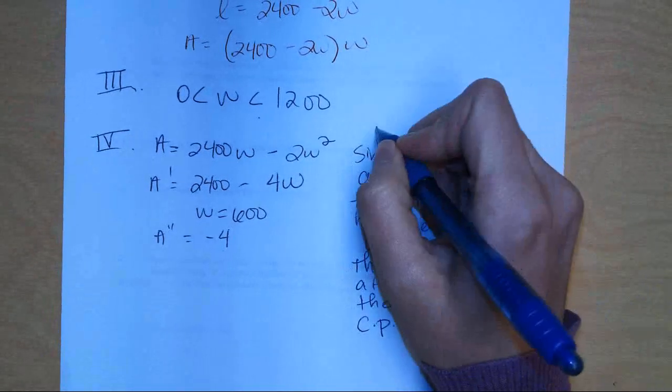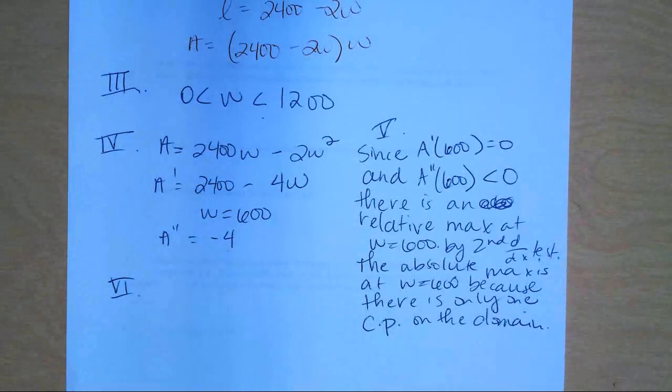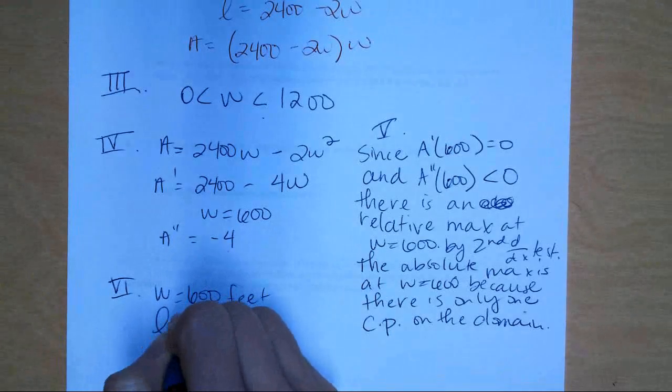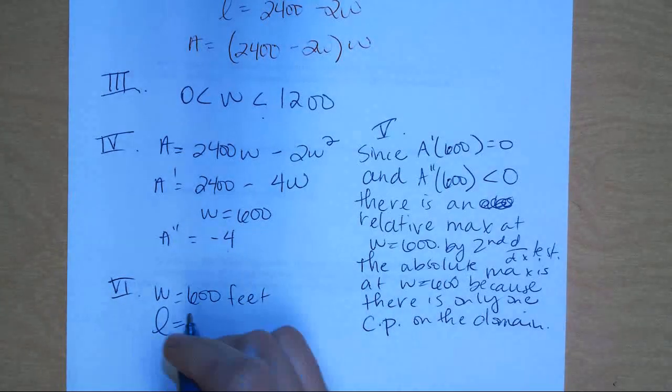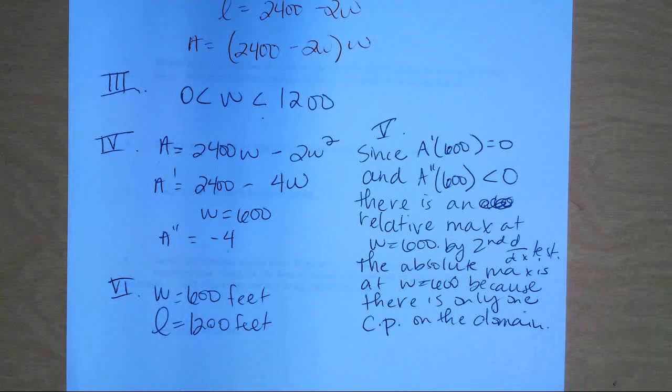This was step 5, and then step 6 says answer the question. What's the actual question? What are the dimensions? So notice that we've done all of this work. It's beautiful, it's great, it's right, but we still haven't answered the question. So make sure that you answer the question. The dimensions are going to be W equals 600 feet. And what does that make length? 1,200 feet. Make sure you put feet also. And it should say on the template, if you want to write this in, answer the question including units.